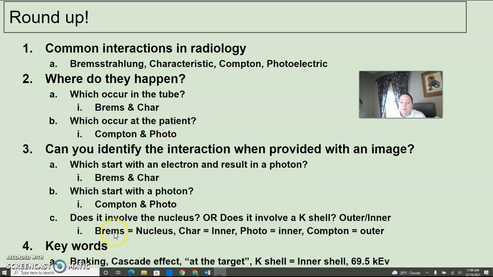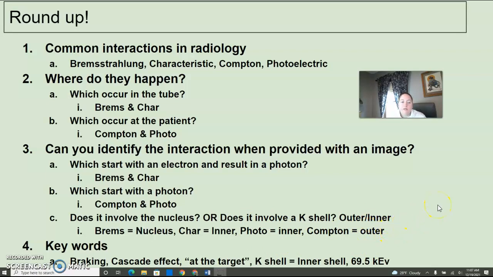Bremsstrahlung is going to be an electron coming in. It's going to have a bend. It's going to go close to the nucleus. Characteristic is going to be that inner shell, that K shell, because we want that 69.5. Photoelectric is also inner shell. Compton is going to be outer shell.